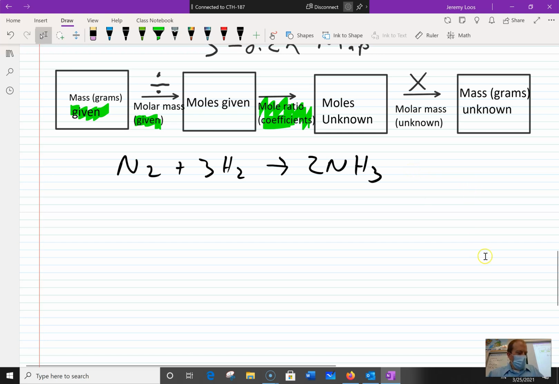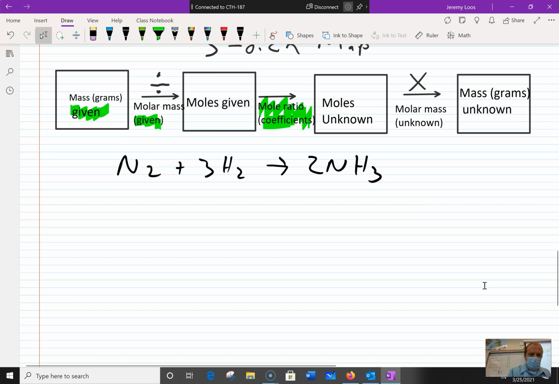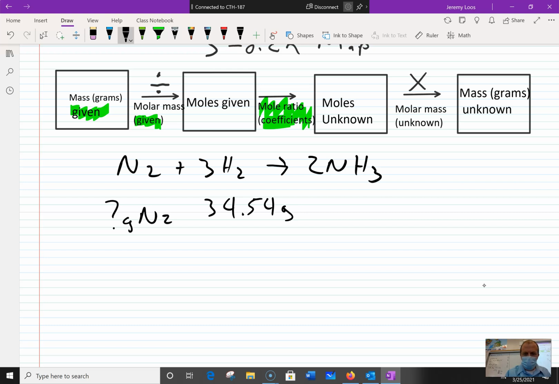So, like this question says, how many grams of nitrogen react with 34.54 grams of hydrogen? Okay, so question mark grams nitrogen, 34.54 grams of the H2.